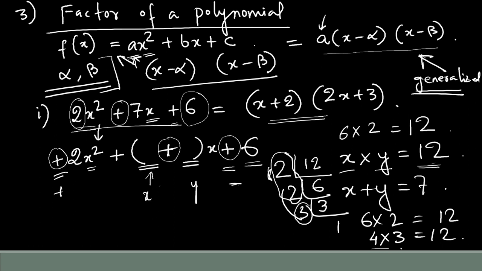The reason why we are writing 4 times 3 is because, as I said, x plus y should also give us 7, right? Here, if you write 4 plus 3, this will give us 7. But if I write, instead of 4 plus 3, 6 plus 2, this will give us 8. I said, whatever these two terms are, when these are added or subtracted, you should get back this term plus 7x. Okay, so I hope this is clear to you. If not, let me do one more example.